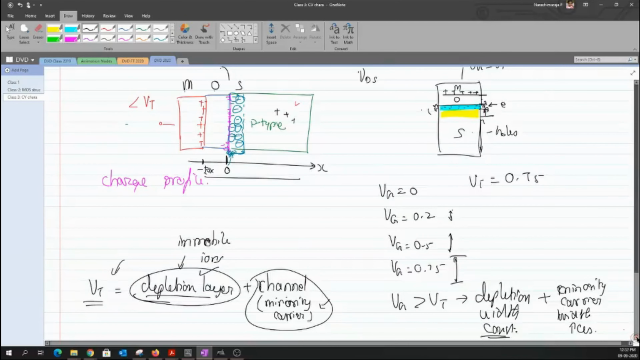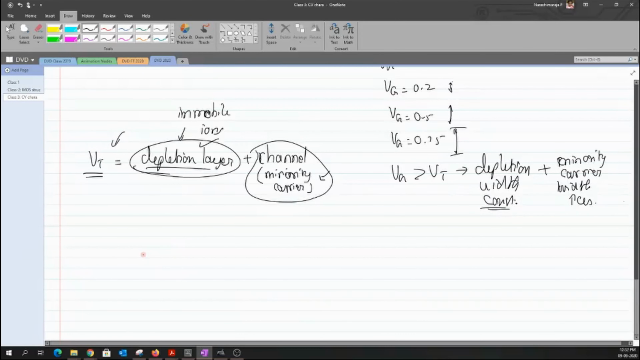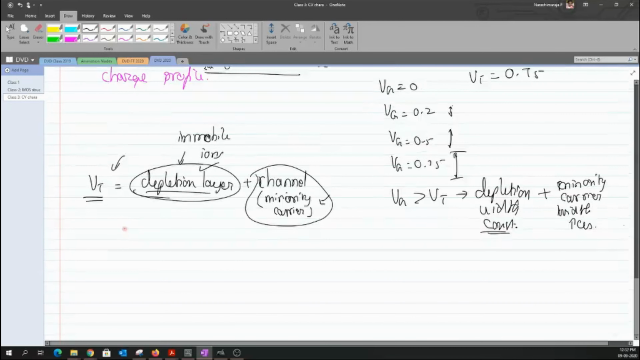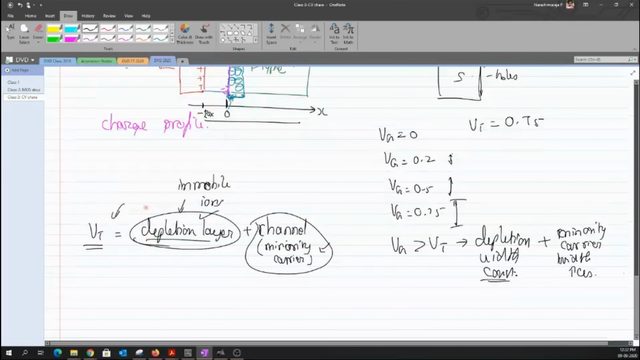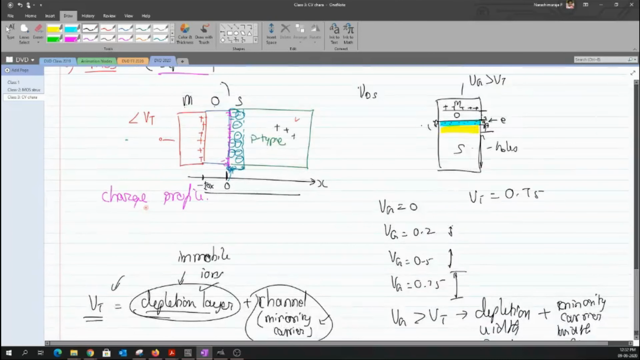Yeah, thank you. So now that we do not have a voltage greater than Vt, we are still having a voltage that is less than Vt, which means that we don't have any channel at all. So this part is not there if I have Vg less than Vt. The only thing that I have is some sort of depletion layer, okay? And this depletion layer contains only the immobile ions in them, okay?